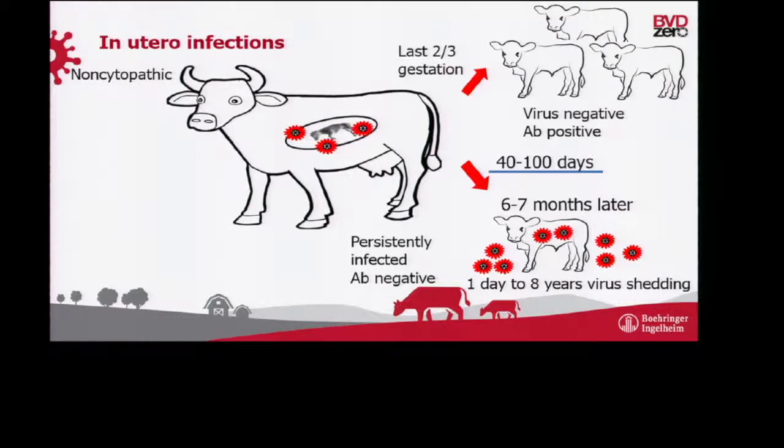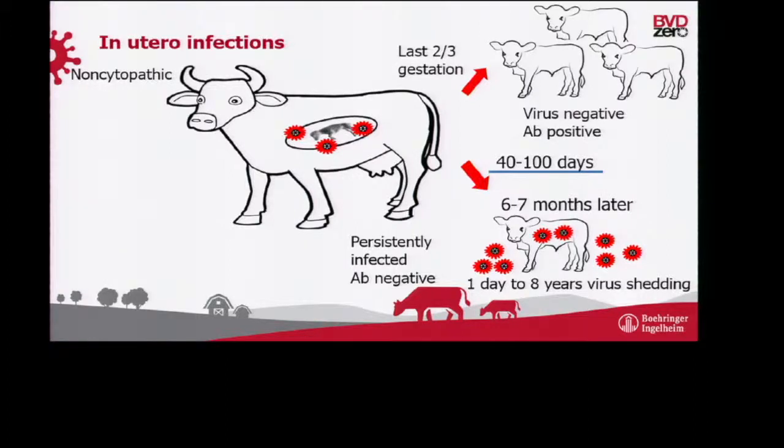If that infection happens in the first 40 to 100 days, 6 to 7 months later, she's going to give birth to a persistently infected animal. That animal is persistently infected for life. It's immunotolerant. That means it can't tell the difference between itself and the virus. And virtually every tissue in its body contains virus. And these are the true typhoid Marys of the viral world. They are persistently infected and they're antibody negative.